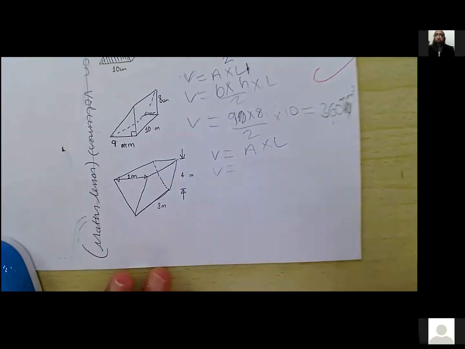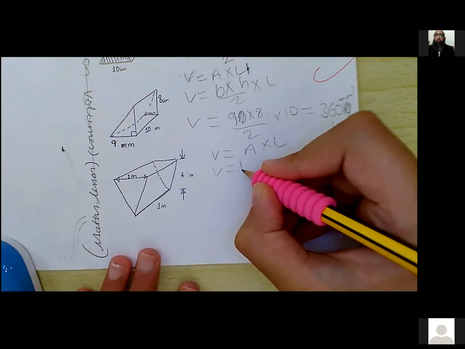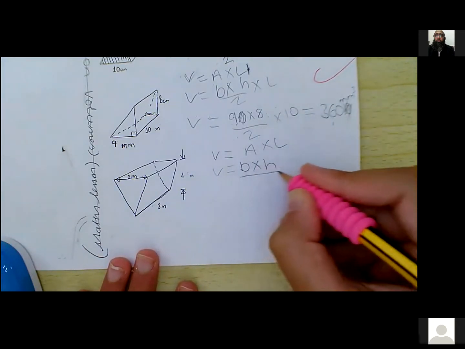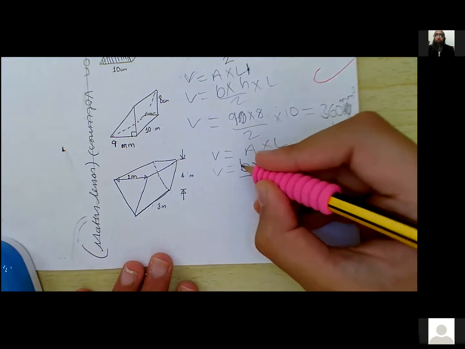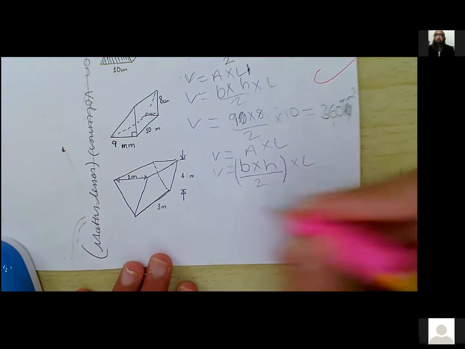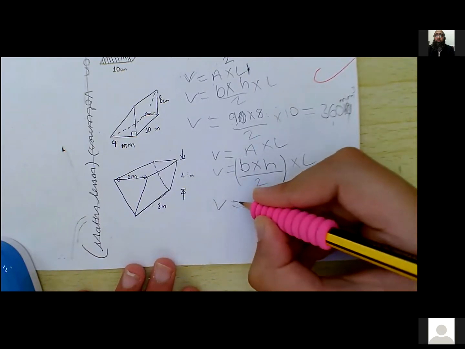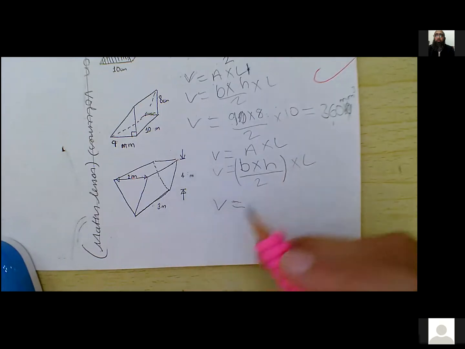Volume equals area times by length. Yeah, can we do the question? So base times height over 2 and times by length. Okay, so the area is base times height divided by 2. Good. So what's the base of the triangle? The base of the triangle, Suleiman.